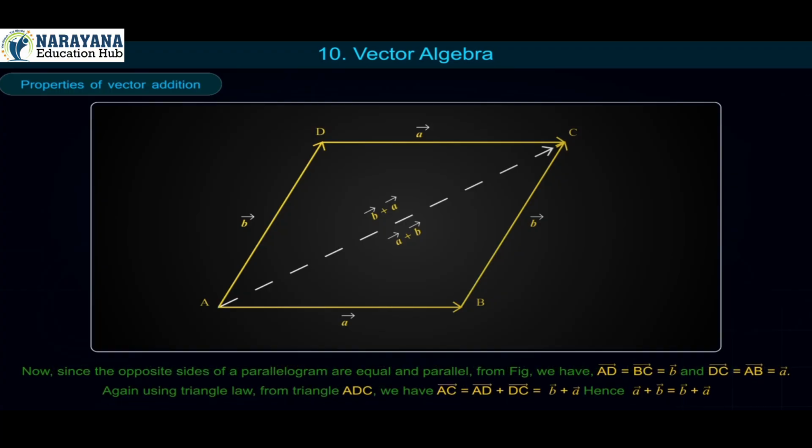Now, since the opposite sides of a parallelogram are equal and parallel, from the figure we have vector AD equals vector BC equals vector b, and vector DC equals vector AB equals vector a. Again using the triangle law, from triangle ADC we have vector AC equals vector AD plus vector DC equals vector b plus vector a. Hence, vector a plus vector b equals vector b plus vector a.